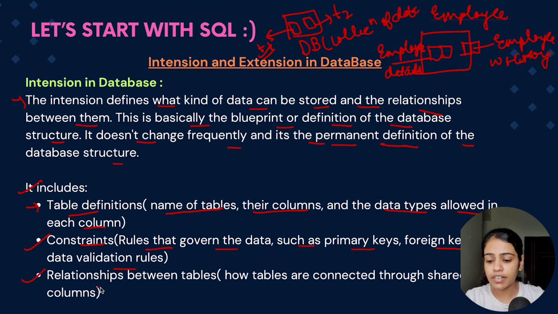Now the third one is relationship between the tables. There could be a relationship between tables, like a foreign key and primary key relationship, wherein one table has a shared column with another table. There is one foreign key present in one table and there is one primary key being referenced by that foreign key in another table. So there is also a relationship established between two tables of a database.